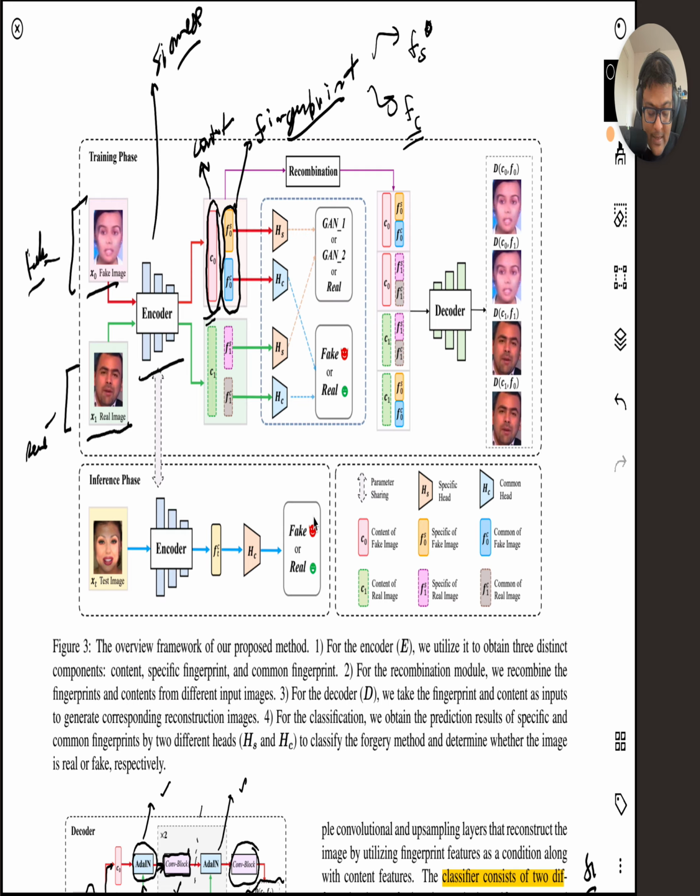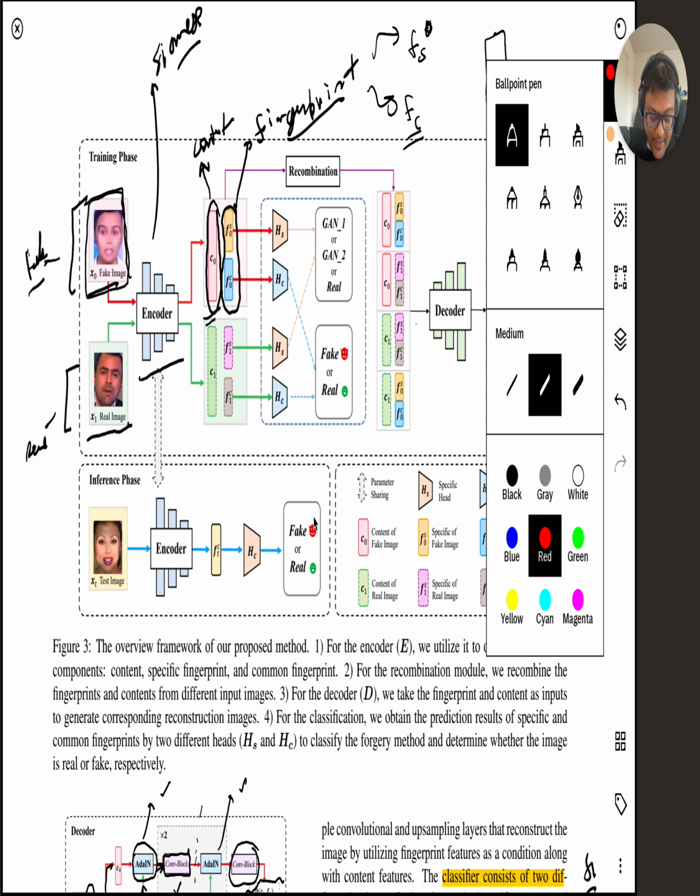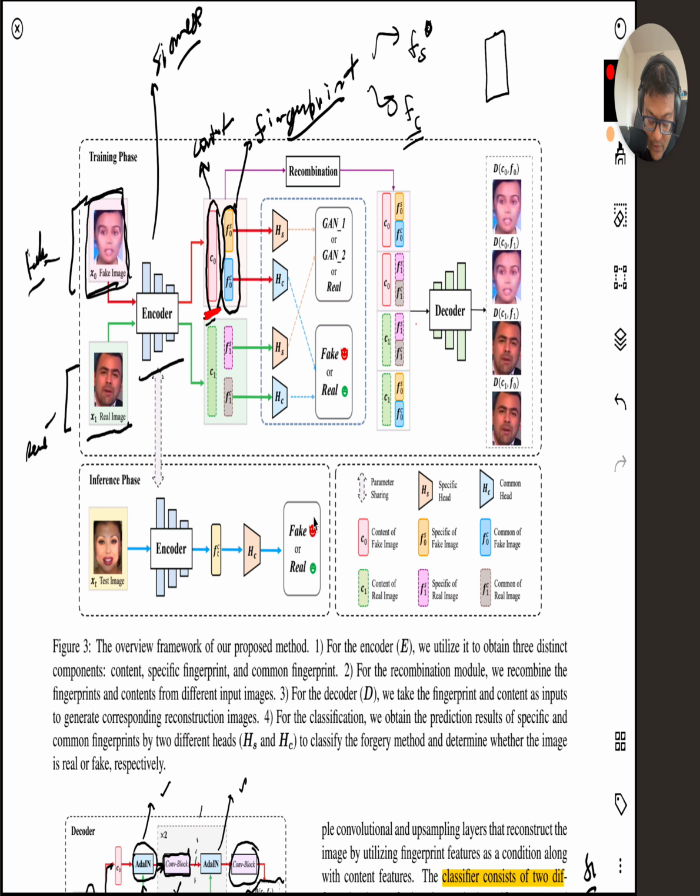So if you take your decoder, and let's say we are talking about this image, which is the fake image, and you have predicted the content feature for it, and you have also predicted the forgery feature for it. If you feed this content feature and the forgery feature for this image, you should be able to reconstruct the image back, which in your case is basically the fake image.